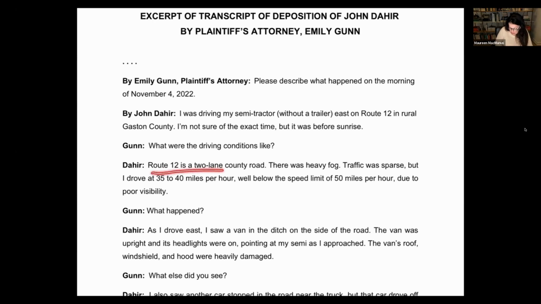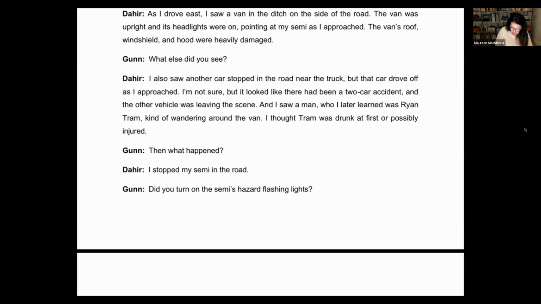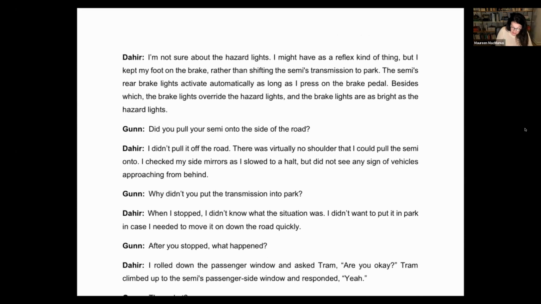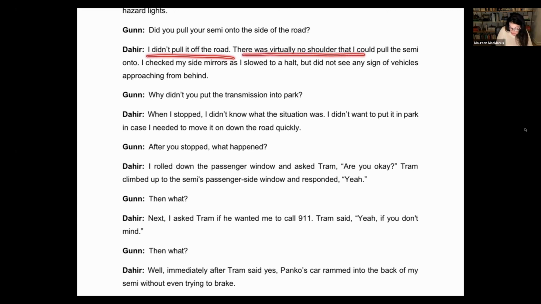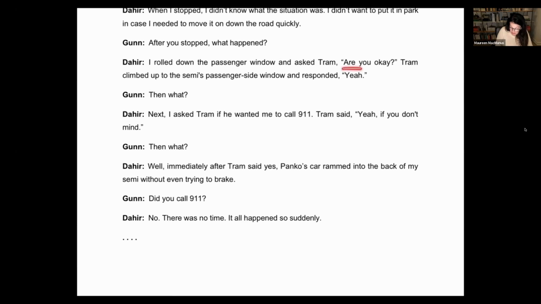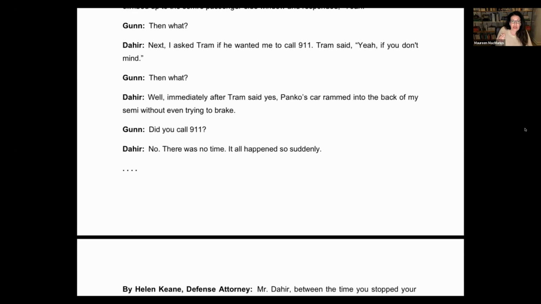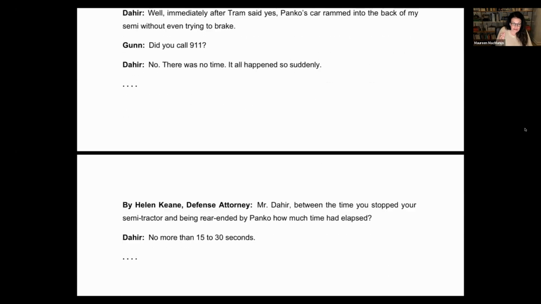So Route 12 is a 2-lane country road. There was heavy fog, traffic was sparse. As I drove east, I saw a van in the ditch on the side of the road. I also saw another car stop in the road near the truck, but that car drove off. I'm not sure about the hazard lights. I might have had a reflex kind of thing. I didn't pull it off the road. There was virtually no shoulder that I could pull the semi onto. I rolled down the passenger window and asked Tram, "Are you okay?" So it sounds like there's an accident. He's pulling over, trying to provide some help, right? I asked Tram if he wanted me to call 911. Tram said, yeah. And then immediately after Tram said yes, Panko's car rammed into the back of my semi without even trying to brake. Okay.